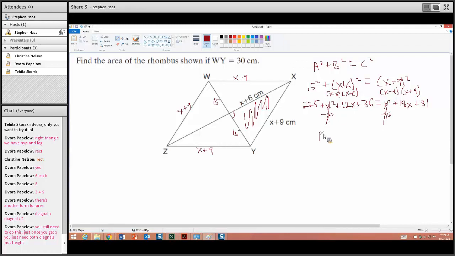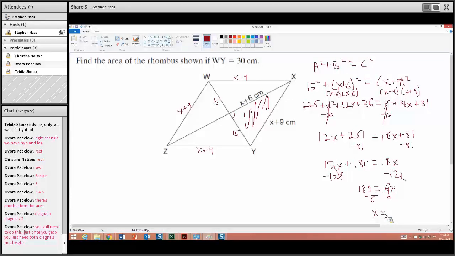So now all you have left is 12x plus 225 plus 36 is 261 equals 18x plus 81. And then you can subtract 81 from this side, subtract 81 from that side. So you've got 12x plus 180 equals 18x. And then you can subtract 12x from both sides. Again, a little algebraic manipulation, and you've got 180 equals 6x. Then divide each side by 6, and you have x equals 30.